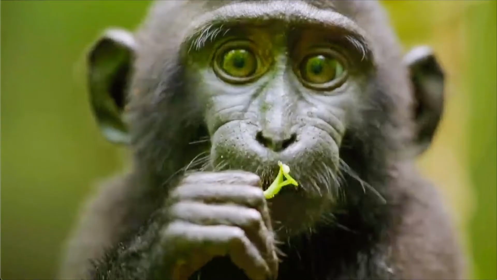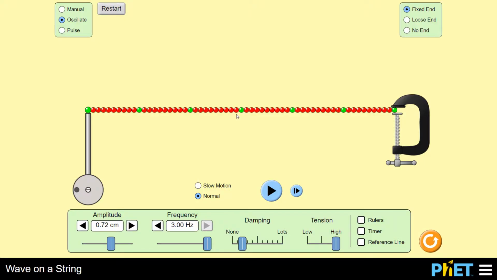Now let's talk about something more fun here. Let's talk about sound in instruments, or more specifically, stringed instruments. But before we can take a look at actual instruments, we have to discuss the variables that may change the output of this sound. Let's begin by talking about frequency. So as you can see here, we have our string, we have our oscillator. So we could change our amplitude, frequency, damping, and tension.